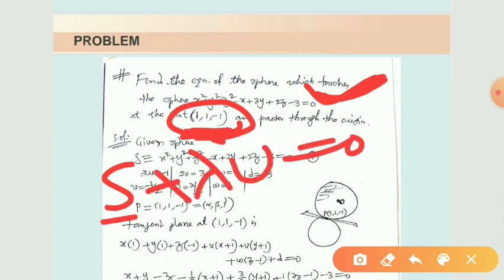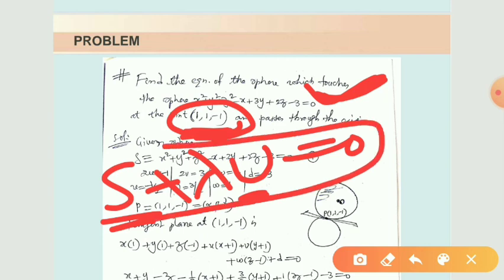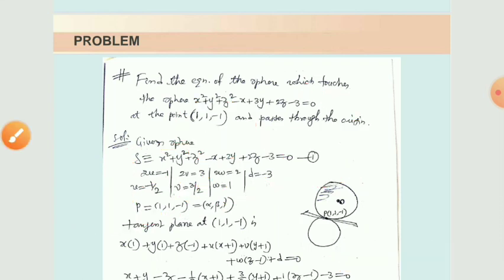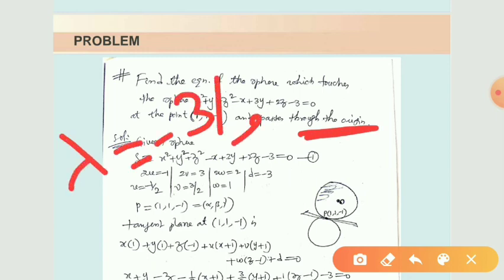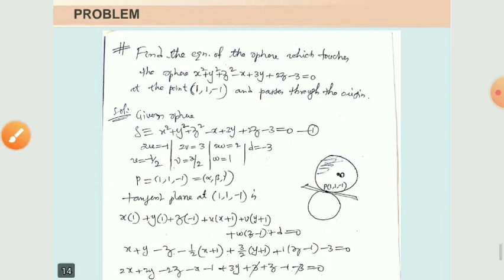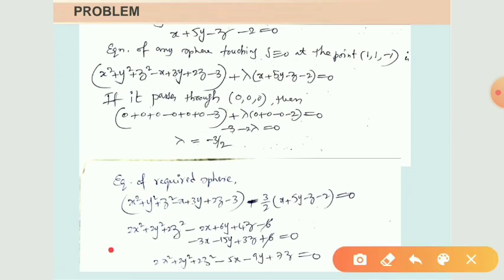Here S equal to 0 is the given sphere and u equal to 0 is the tangent plane at that point. By applying this condition, we can find the general equation of any sphere touching the given sphere at the point (1, 1, -1), and applying the condition that the sphere passes through the origin, we get lambda is equal to -3/2. Substituting the lambda value in this general equation, we get the particular equation of the sphere in this case.